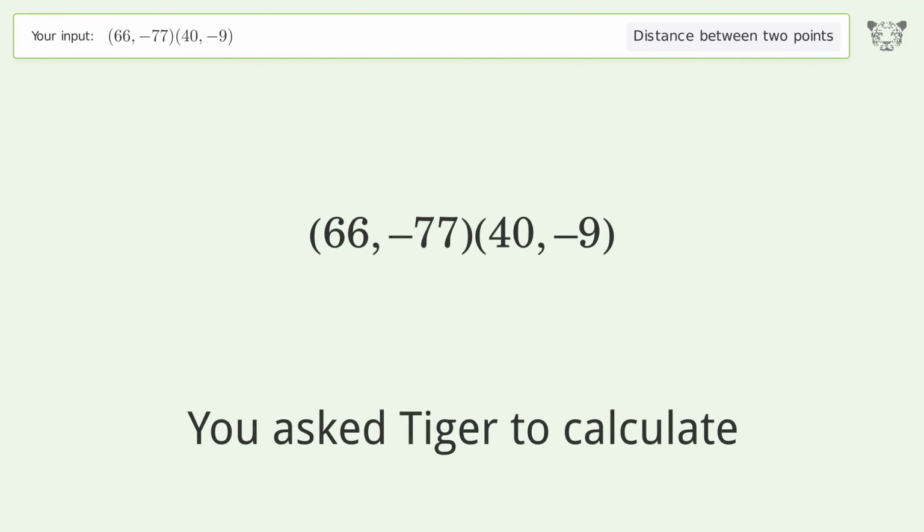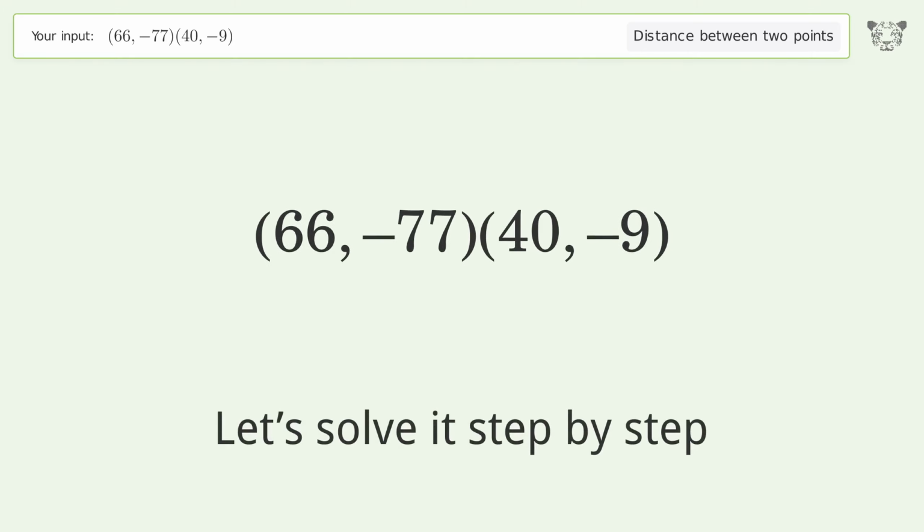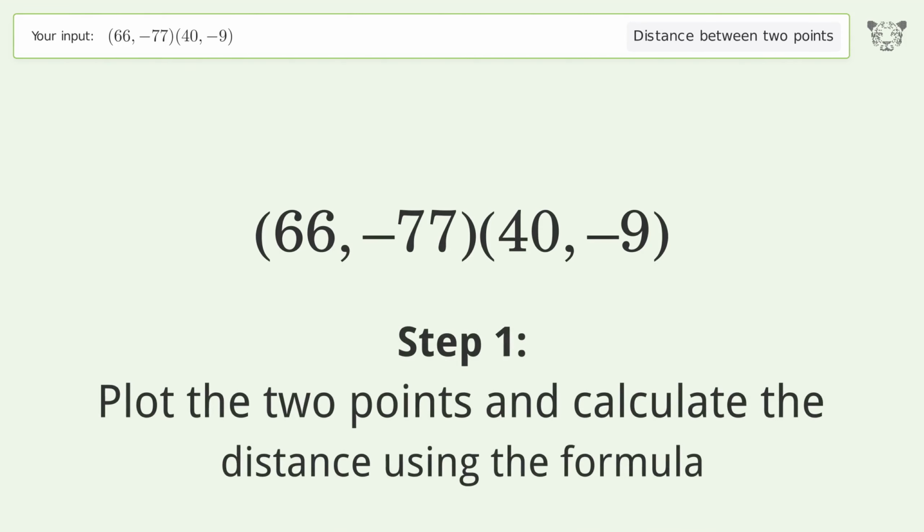You ask Tiger to calculate the distance between 2 points. The distance between the 2 points is the square root of 5,300, or 72.801. Let's solve it step by step. Plot the 2 points and calculate the distance using the formula.